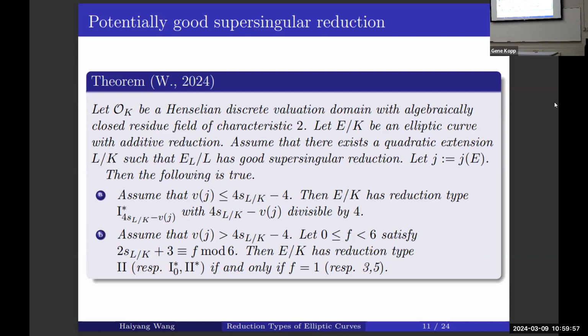Assume that V of J is greater than 4 SL over K minus 4. Let F be the residue of 2 SL over K plus 3 modulo 6. Then E over K has reduction type II, respectively I0 star, II star, if and only if F is equal to 1, respectively 3 or 5. In part A, the formula for computing the index agrees with the formula in cases 1 and 2.